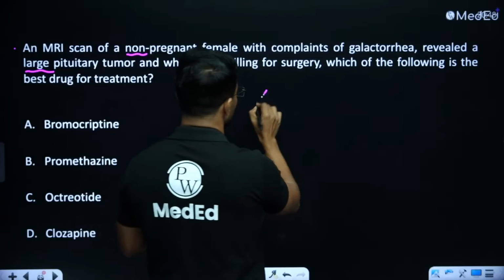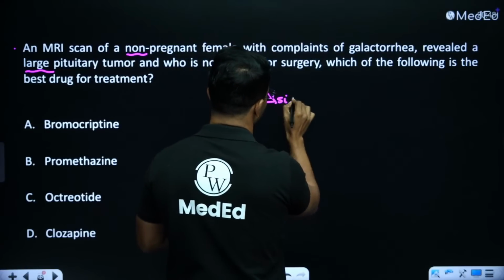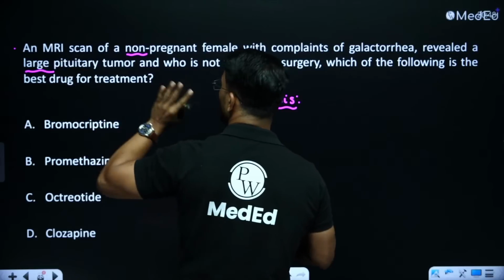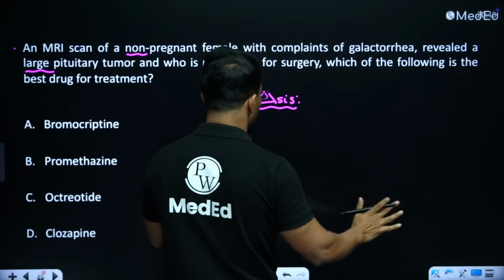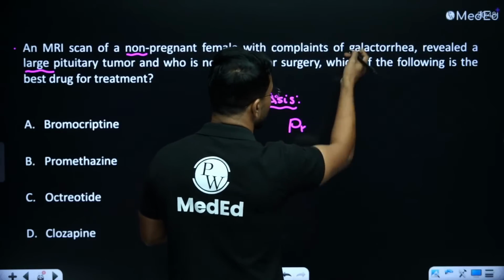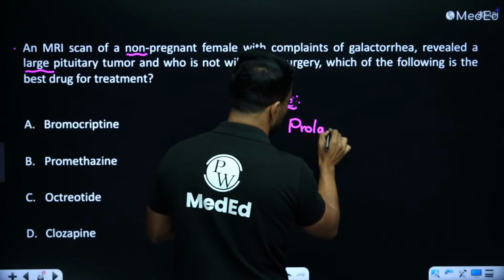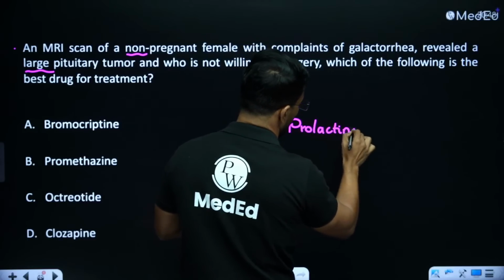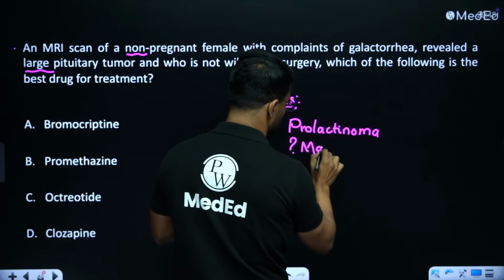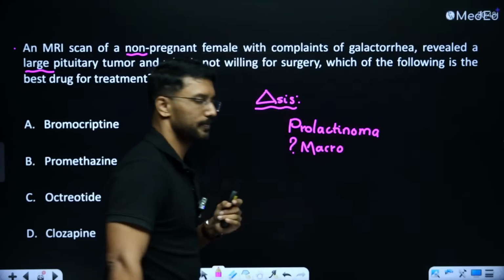Of course, the diagnosis here, we are dealing with a pituitary adenoma. Because they have used the term large, I am considering it a macroadenoma, right? So we are primarily dealing with a pituitary adenoma. With galactorrhea, I will think of prolactinoma, right? We are dealing with prolactinoma, mostly macro because they used the term large.